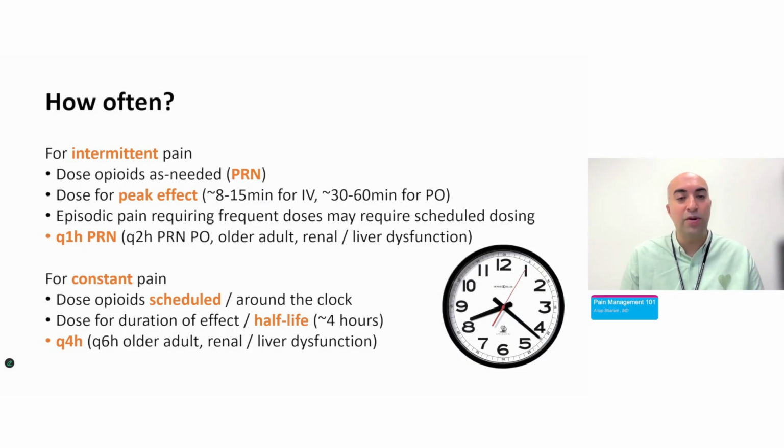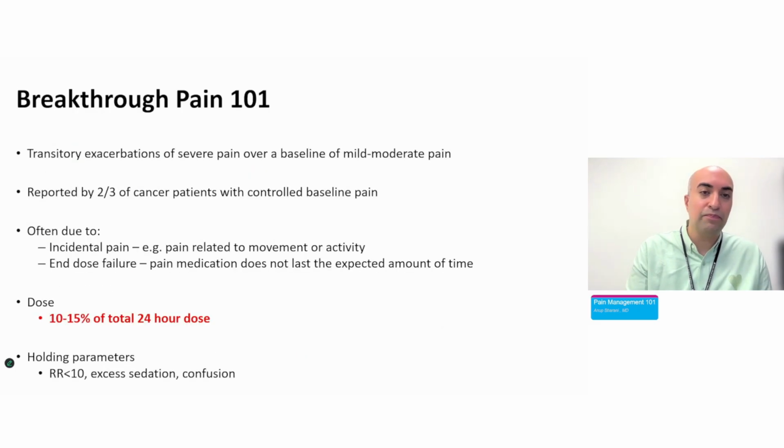For constant pain, we're going to use scheduled medicine around the clock, and we're going to base that on half-life. The half-life for most opioids, we talked about methadone and fentanyl being on different ends of a spectrum, will be around 4 hours for teaching purposes. And if you want to be a little safe, if someone has end organ dysfunction, is a little bit older and fragile, maybe space that out to every 6 hours to start. And how do you calculate what someone might need for breakthrough pain? Because we know that people are going to have incidental pain.